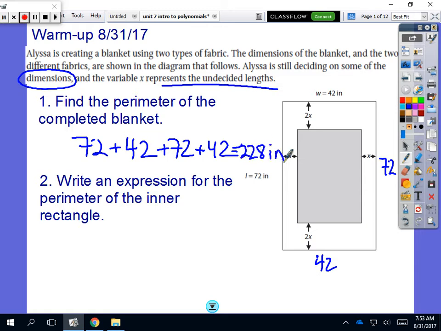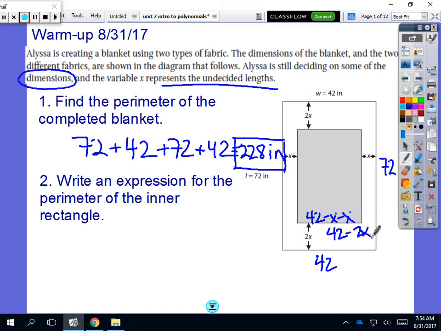And this is inches, not inches squared, because we are just adding the inches together. We're not multiplying inches times inches. That would be area. What about the expression for the perimeter of the inner rectangle? The rectangle in the center has a width of 42, take away these two x's. So how would I write an expression for that? Well, the shorter side is going to be 42 minus 2x.